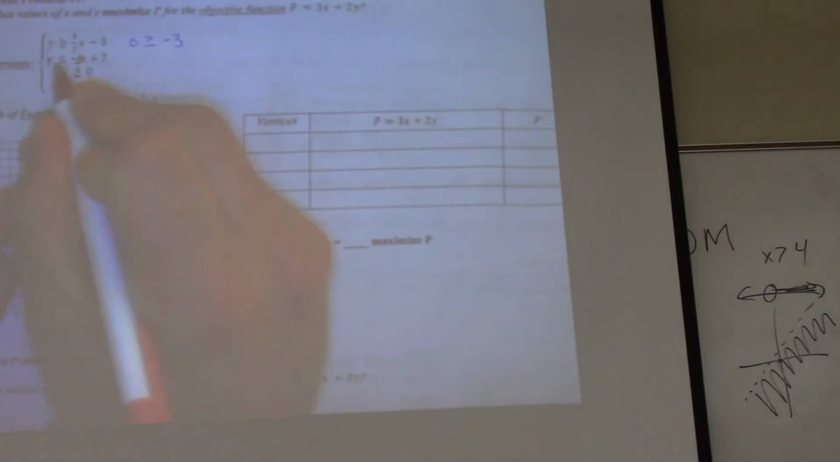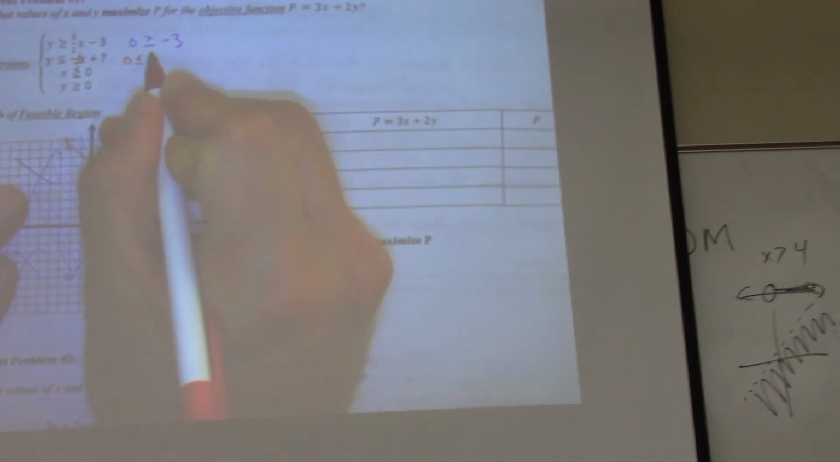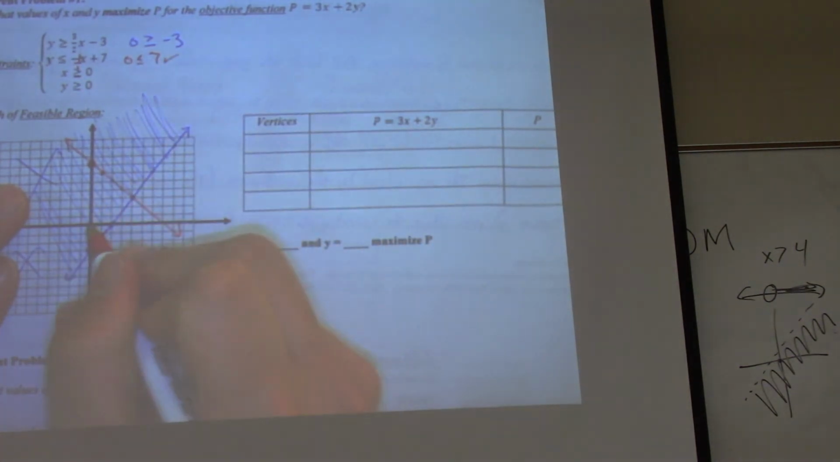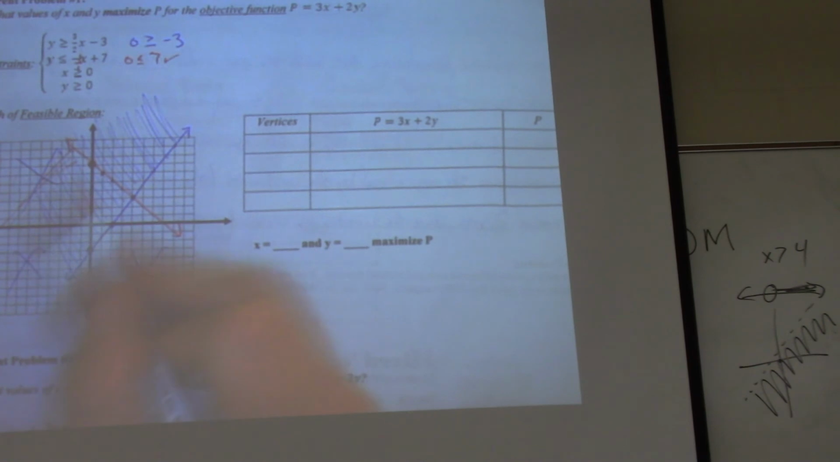If I plug in 0, I get 0 is less than or equal to 7, and that is also a true statement. So indeed, (0, 0) has to be part of the solution. So for the red line, I'm shading here.